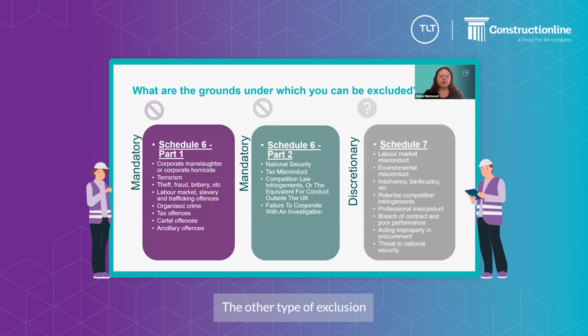The other type of exclusion ground is a discretionary exclusion ground. And so for these, authorities do have a discretion as to whether they exclude if these apply. And these are in areas such as poor performance, labour misconduct, national security threats, and essentially they're aimed at tackling underperforming suppliers or suppliers who pose unacceptable risk.